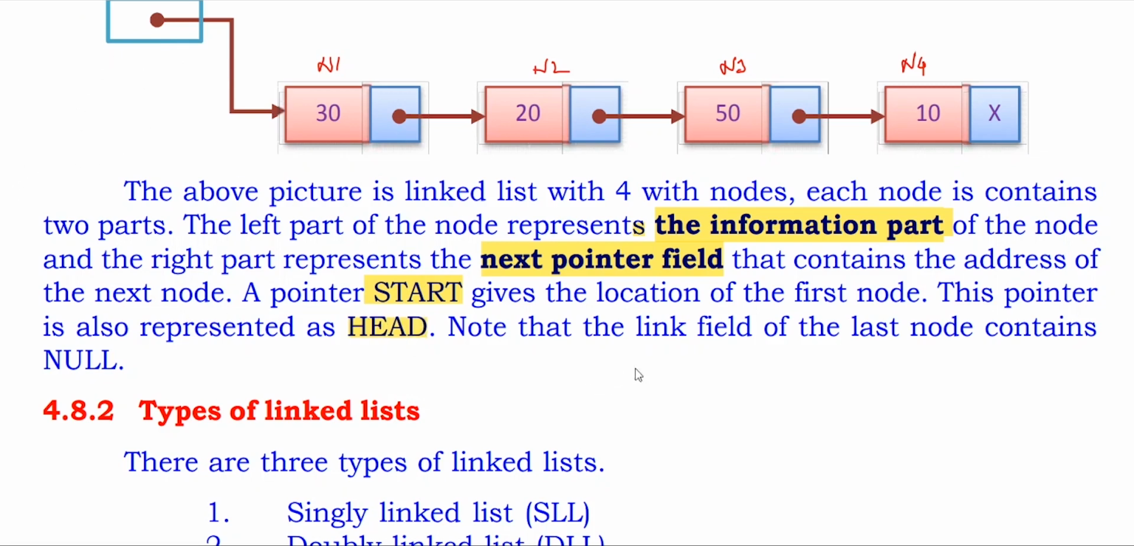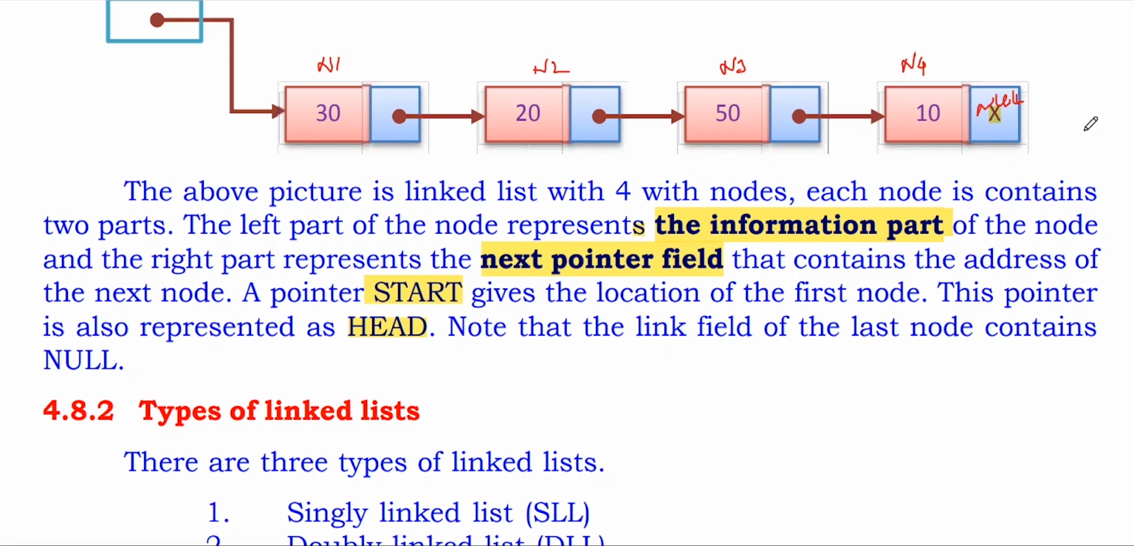So the link field of the last node, you can see here, I mentioned x here, but it actually consists of null. We don't have any value, so it is null. So the last field will have the value null, which indicates the end of the linked list. This is something about linked lists.